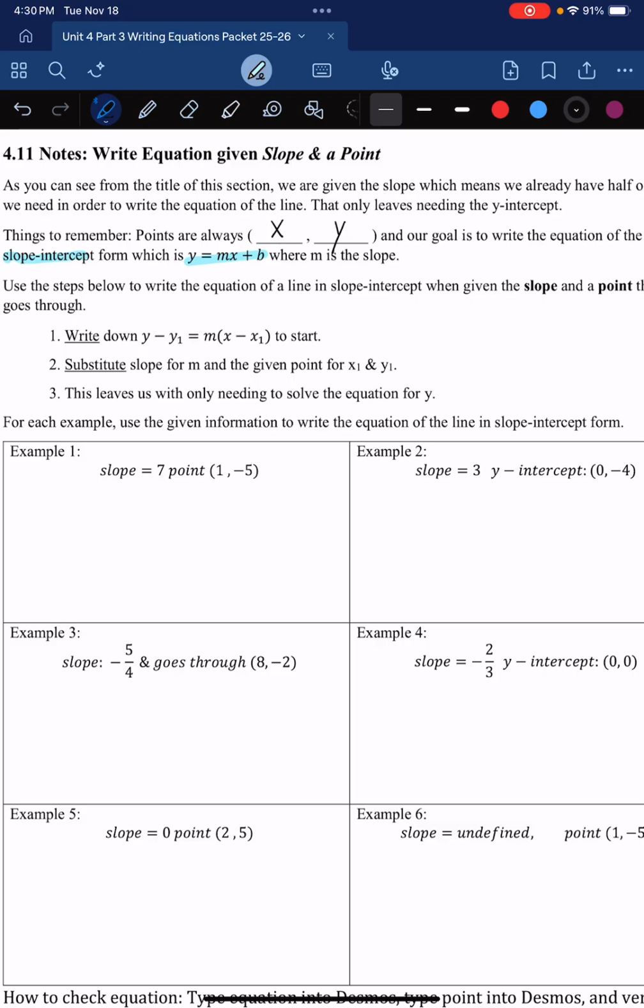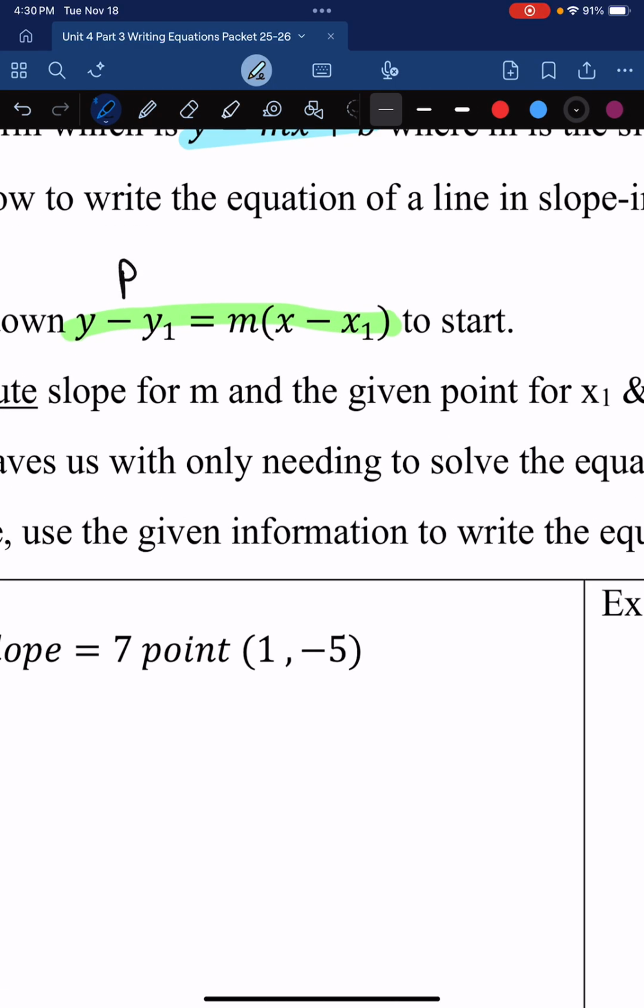In slope-intercept form, y equals mx plus b, m is our slope and b represents the y-intercept. If the y-intercept is given to us, we can jump right into that form. But a lot of the time, the point that we're given is not, in fact, the y-intercept. So what we can do instead is start with this point-slope form right here. That form, y minus y1 equals m times x minus x1, is called our point-slope form.